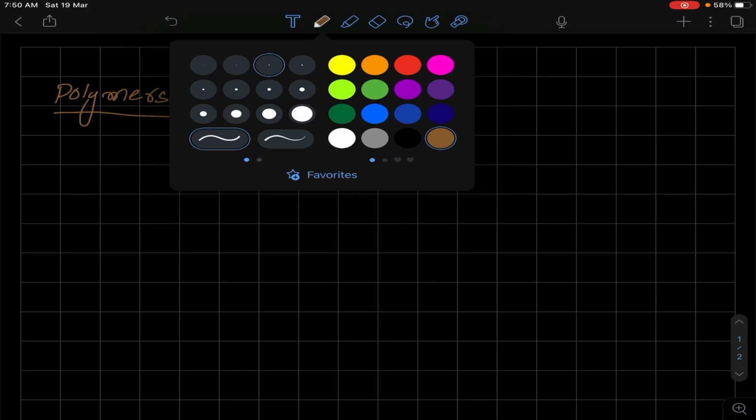Okay, so today the topic we are going to discuss is polymers, which are also known as macromolecules. All right. Okay, so let's first define what polymers or macromolecules are.